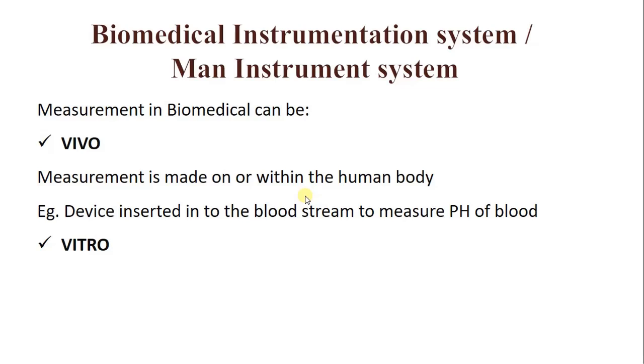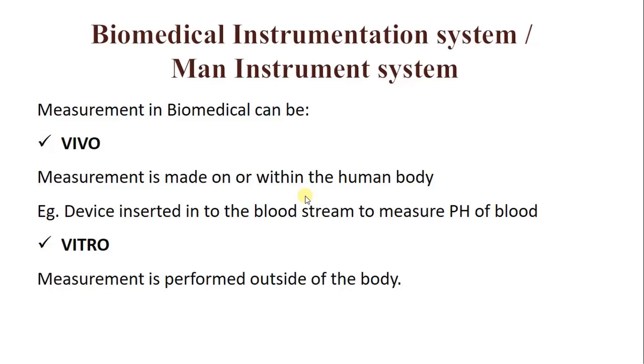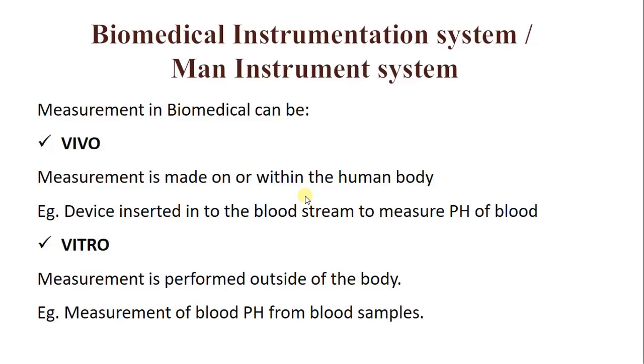And vitro, the opposite of vivo, is vitro. Measurement is performed outside of the human body. That is, if you take the sample of blood and then make the measurement of blood pH, then that is vitro kind of measurement. So what is vivo and vitro? Vivo is the measurement done within the human body, and vitro is the measurement performed outside the human body.